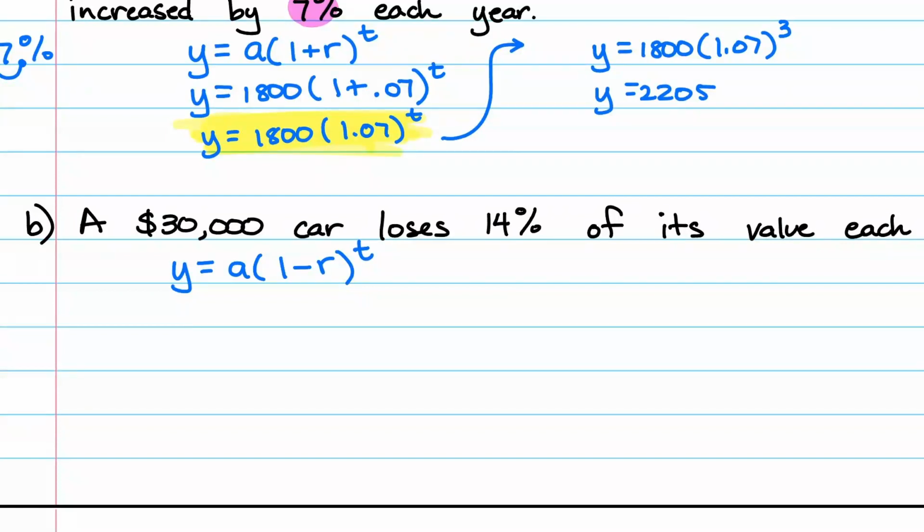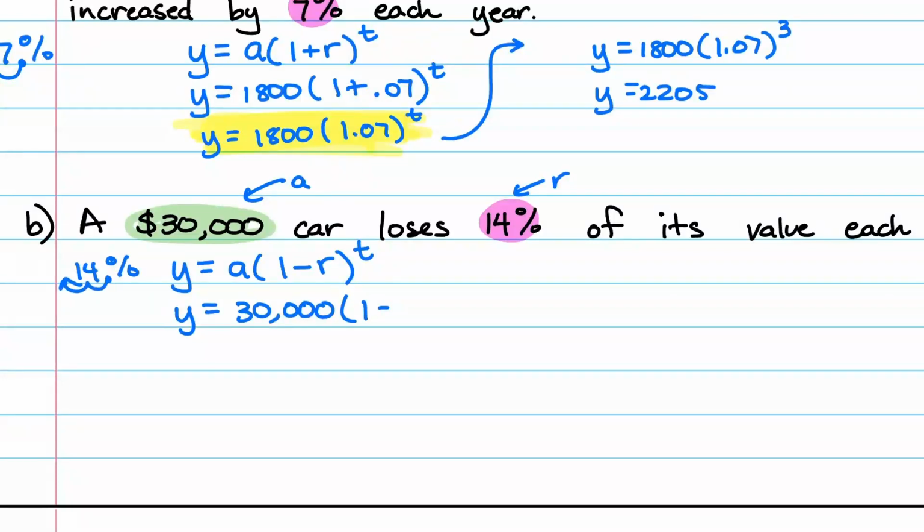All right, let's go ahead and start seeing what I have. I have a $30,000 starting point. So this must be my A. And it says it's losing 14% of its value. So this must be my decay rate in this case. So let me go ahead and plug in those numbers. That's going to be y equals 30,000 times 1 minus, remember that 14%, we're going to change it to a decimal. So I'm going to put the decimal at the end and move it 2 places to the left. And I end up with 0.14 to the t power.